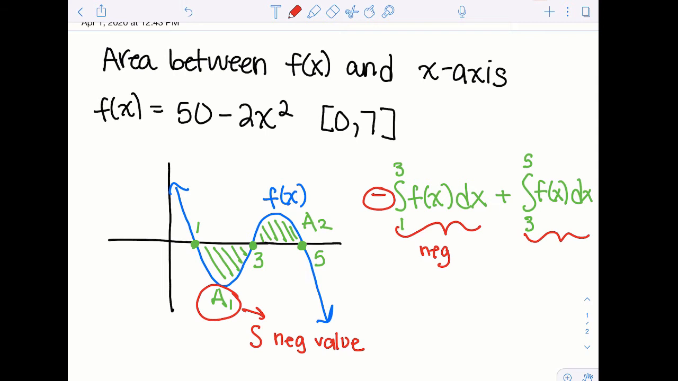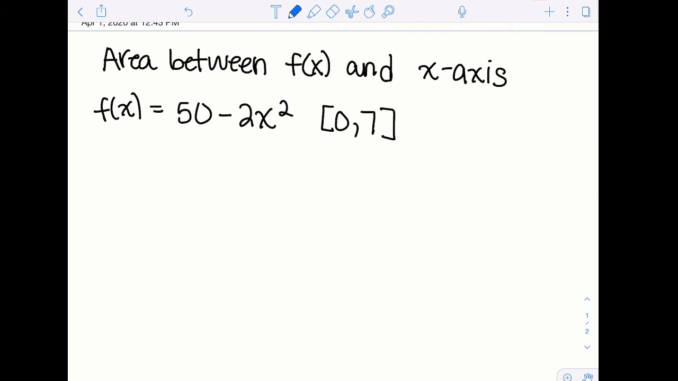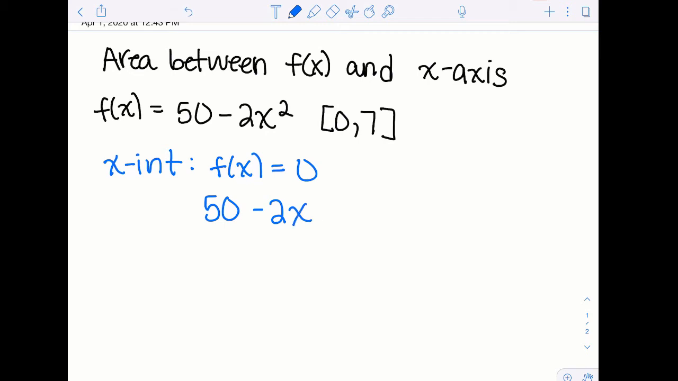Now let's look at the example that we're given. If you want, you could graph the function to get an idea of what it will look like. This is going to be a parabola that's facing downwards, but you can actually solve this problem without graphing it, and I think that's what I'll do as a start for this one. Whether you are graphing or not, what you do need to find are the x-intercepts. That is when the function is equal to 0. So we're going to solve 50 minus 2x squared is equal to 0.